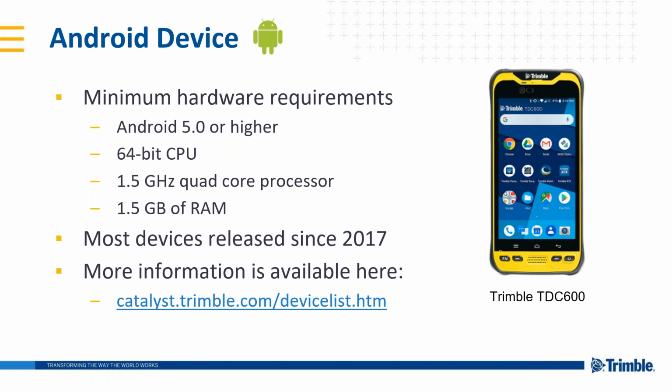Then, of course, Trimble has some devices that can be used with Catalyst, and the one that I use most often and recommend would be the Trimble TDC 600, which is on the right-hand side there. It's a fully capable smartphone from Trimble with a nice big display. It's ruggedized against drops.